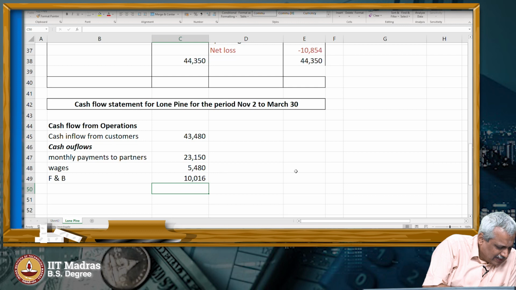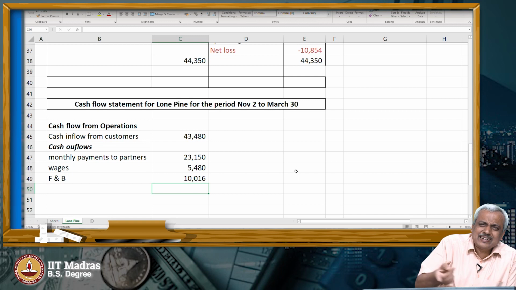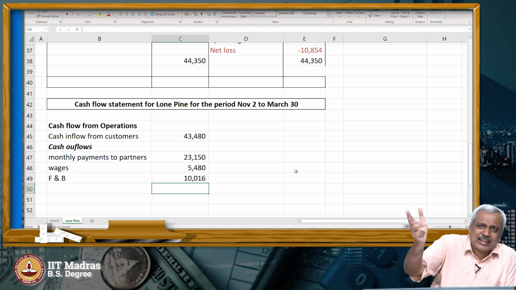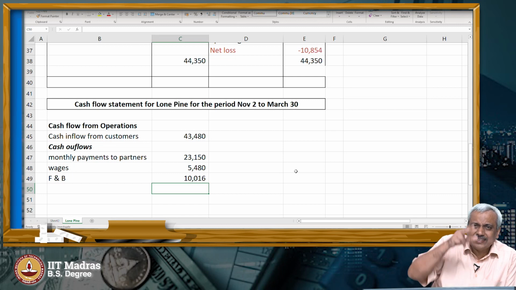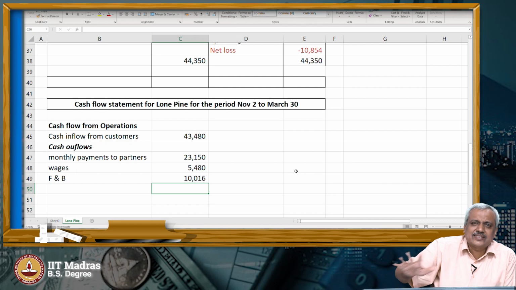Then next, I left out something called interest. You might say interest is not part of operations. The interest cash outflow is not part of operations. Why do you pay interest? You pay interest because you have borrowed money. What is borrowing money? Financing. Somebody has given you the money, that is part of financing activity. Because you have financed, you are paying interest. So it's a cash outflow because of a financing activity. I will not worry about it as of now.